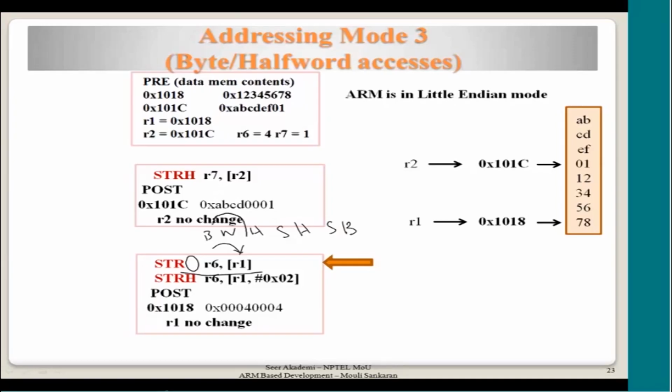So the entire R6, which happens to be 4, is written into wherever R1 is pointing. So it is supposed to write the whole word. You agree? That is what it has done. So 4 is written, and see the higher bytes are also modified, because your intent was to store a word. It will do only what the instruction is supposed to do. So it has done that.